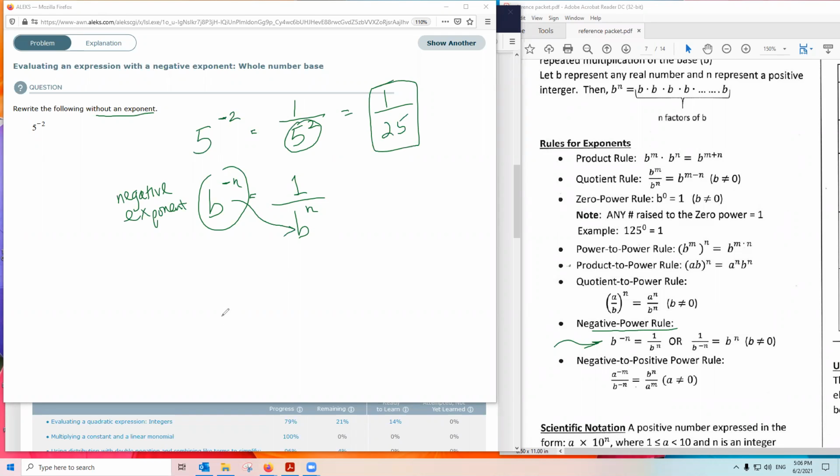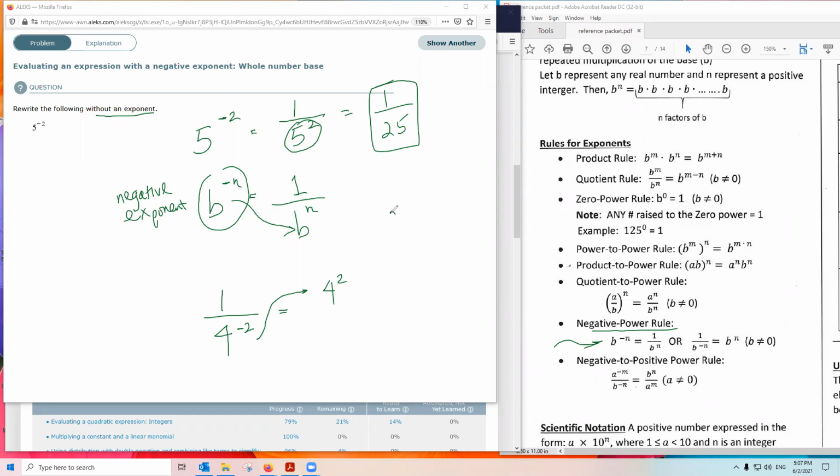I might also have a negative exponent down on the bottom of a fraction. Let me give an example of that. How about if I have a negative exponent down on the bottom? Well, anytime you move an expression up or down in a fraction, it flips the sign of the exponent. So if I have a negative exponent down on the bottom and I move it up to the top, it's going to flip it to be a positive exponent.